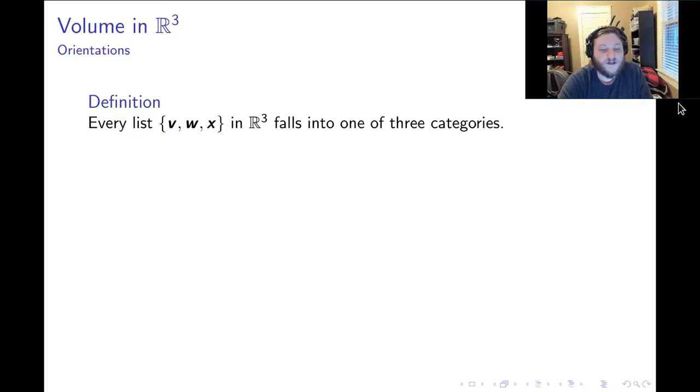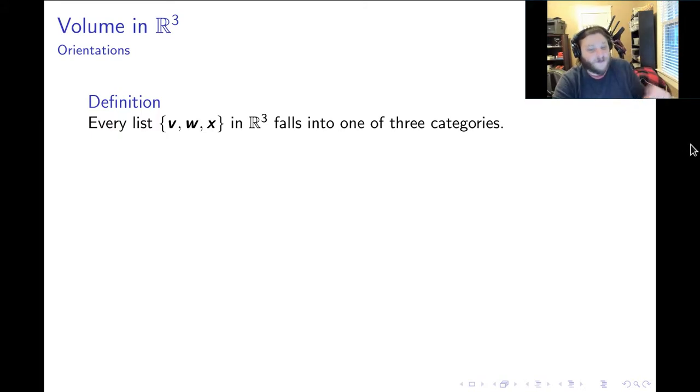So we just saw how we can use a 2 by 2 determinant to establish the orientation of two vectors in R2 and to calculate area in R2. What about 3 dimensions? 3 dimensions is a little bit more complicated. So the setup here is that we start with a list v, w, x of 3 vectors in R3. And it turns out that any list of 3 vectors in R3 falls into one of 3 categories.